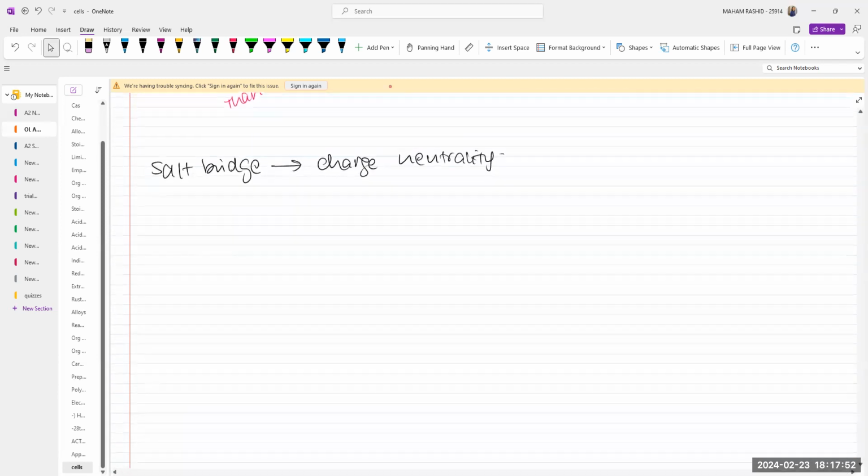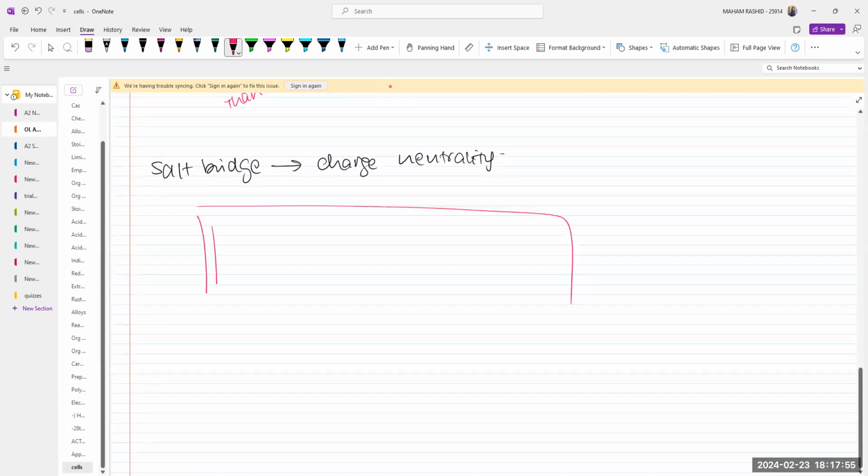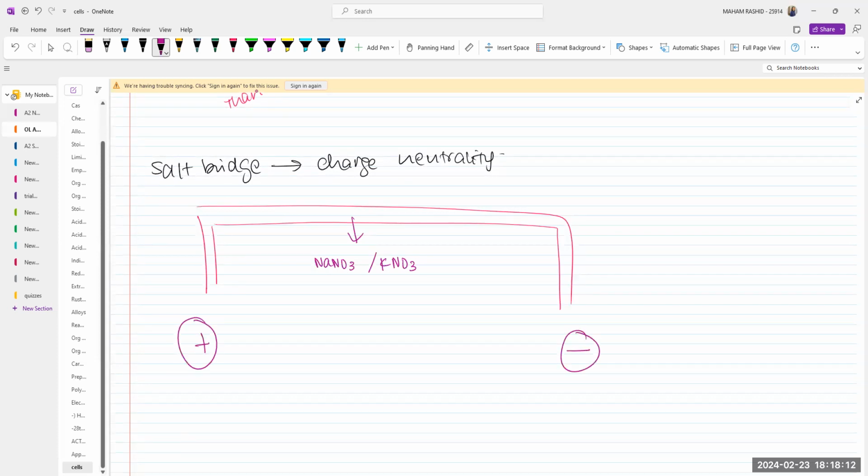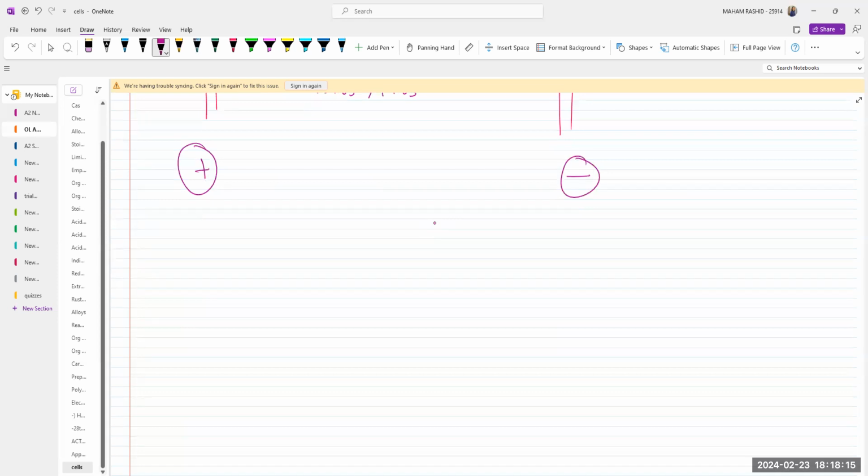And what a salt bridge does is, this salt bridge has a compound that is chemically inactive. So this could be sodium nitrate or potassium nitrate, that is chemically inactive. What this does is, this part of the beaker was positive, this one was negative. And why was it positive? Because we had Zn2+ ions greater than NO3- ions, and here we had Cu2+ ions lesser than NO3- ions, right?